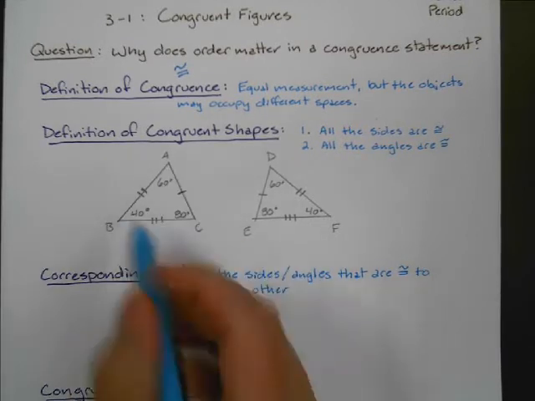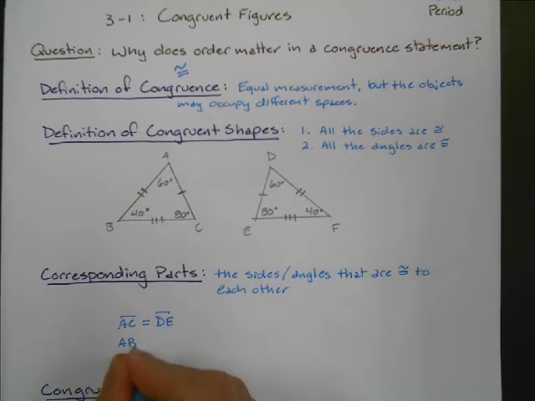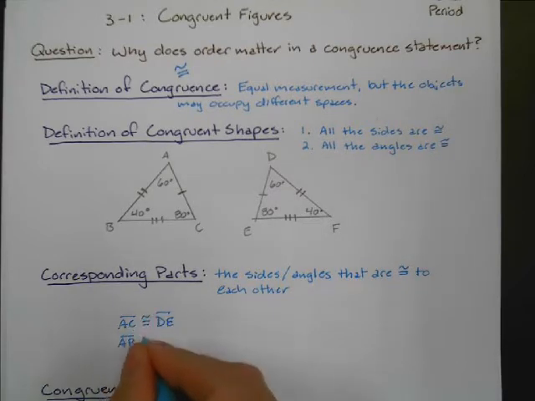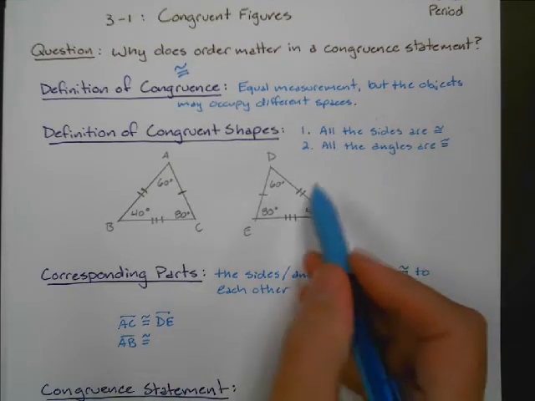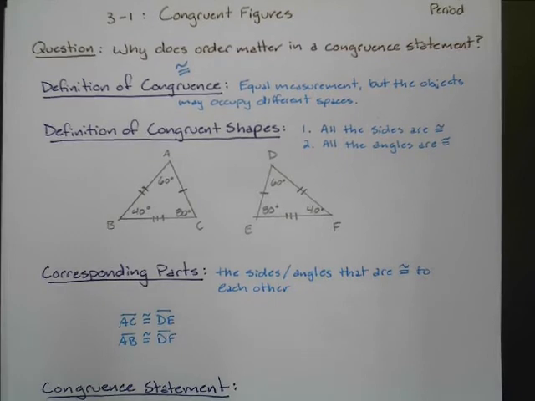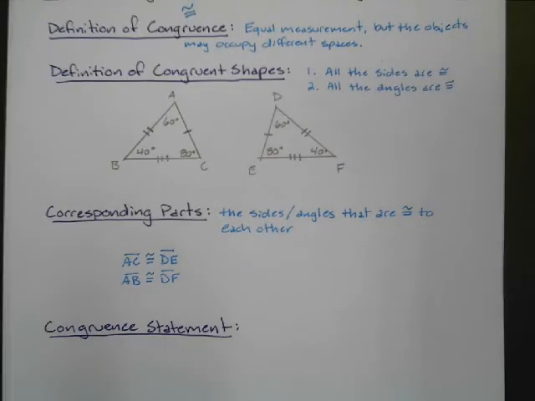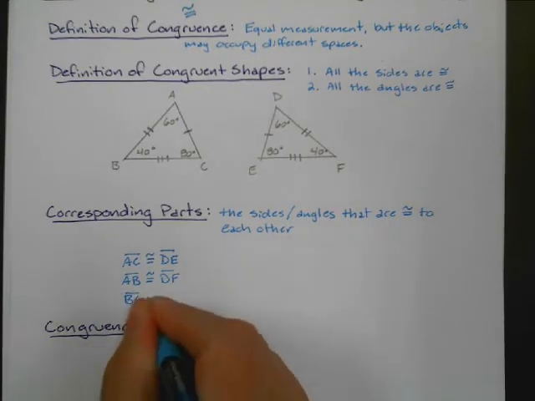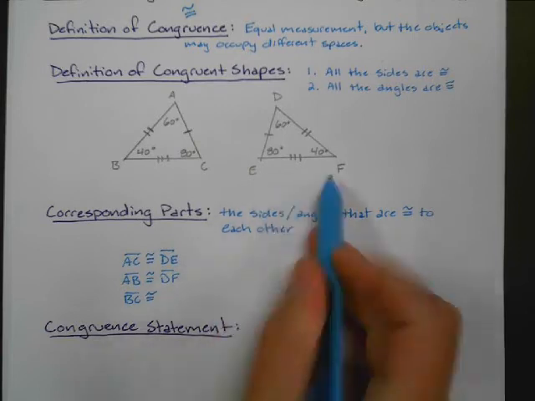And then AB has two tick marks on it. And then over here, DF has two tick marks. So those are corresponding parts because they match up with each other in the two congruent shapes. And our last side, of course, is BC is congruent to EF.